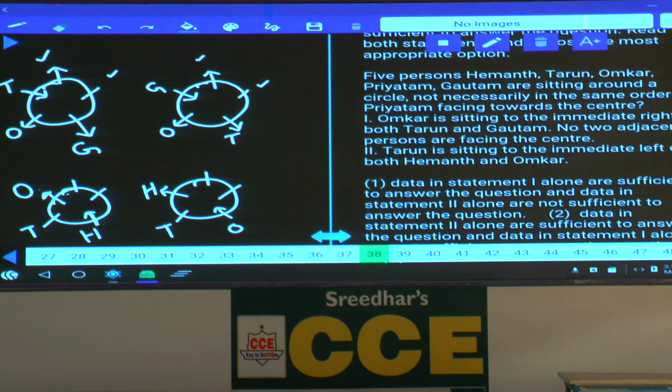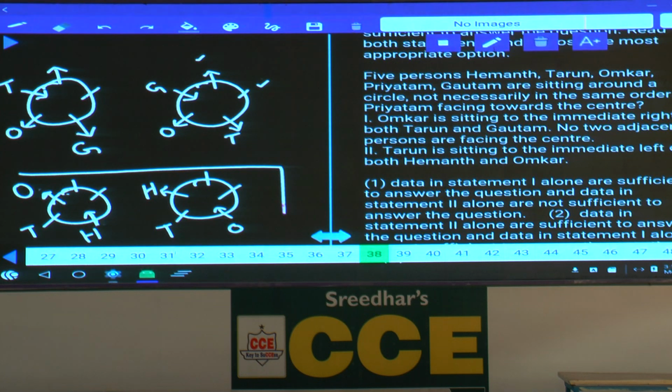Clear now? Then Tarun is sitting to the immediate left of both Hemant and Omkar. Now with the help of condition number 1, condition number 2 alone, nothing can be derived about this P. Hence whether this P is facing the center or away from the center is not clearly given from condition number 2 alone. Then by combining these two. If you combine these two, now I am combining condition number 2 in condition number 1. Now tell me what is the information here?